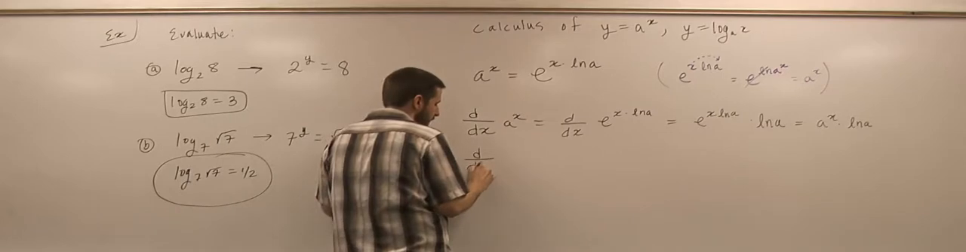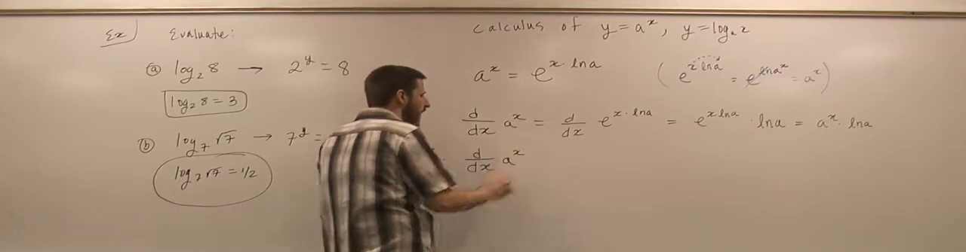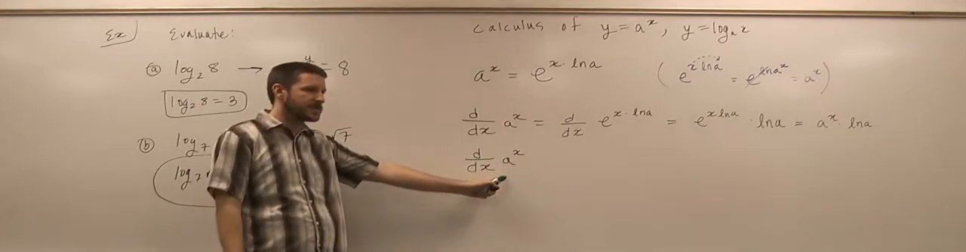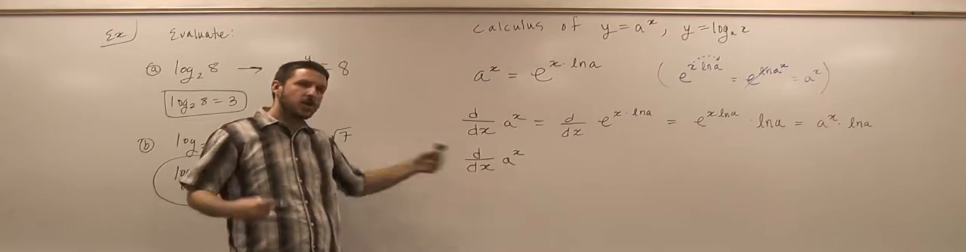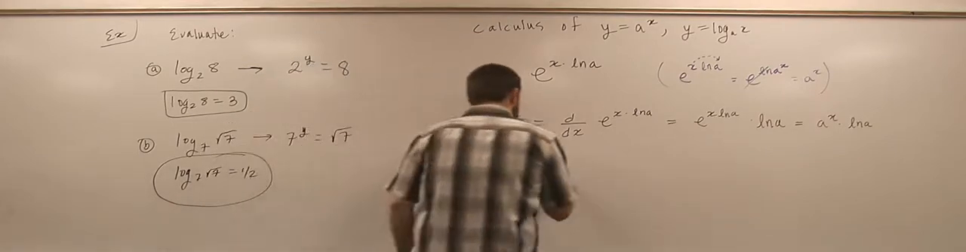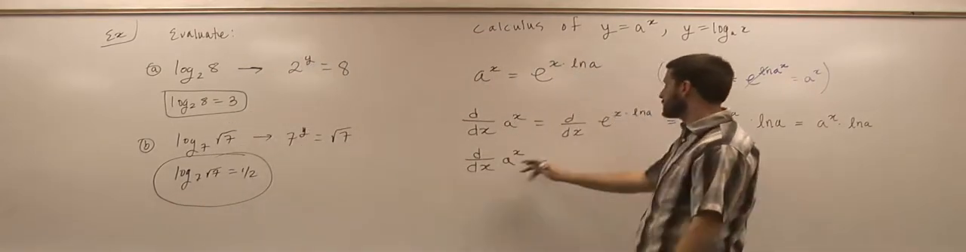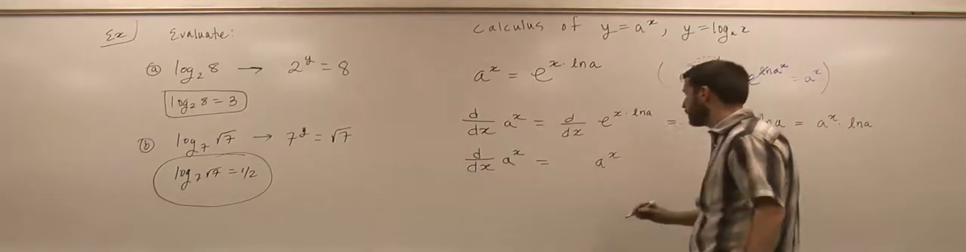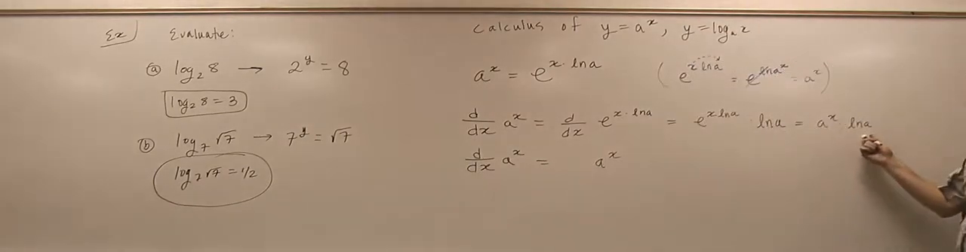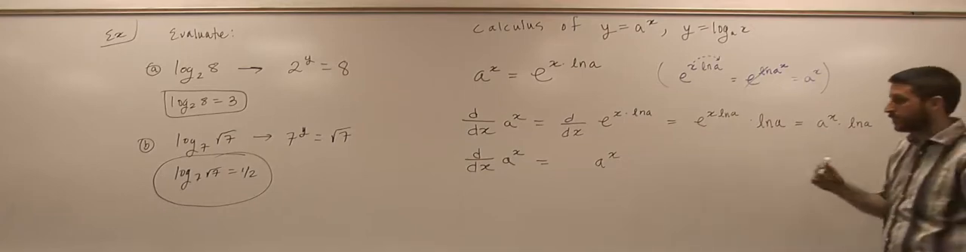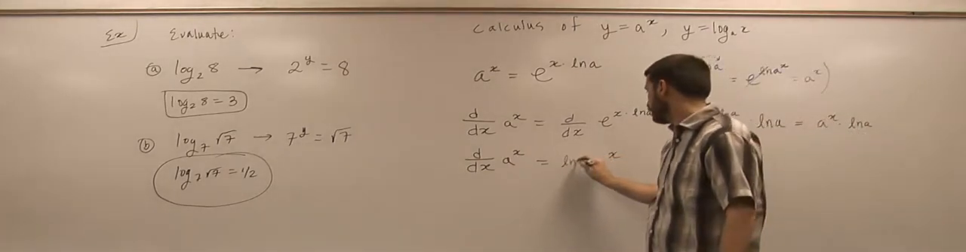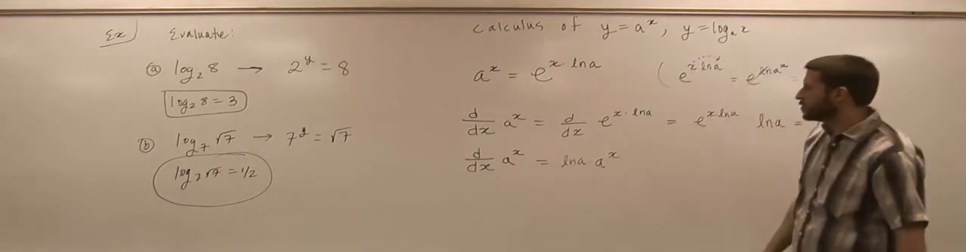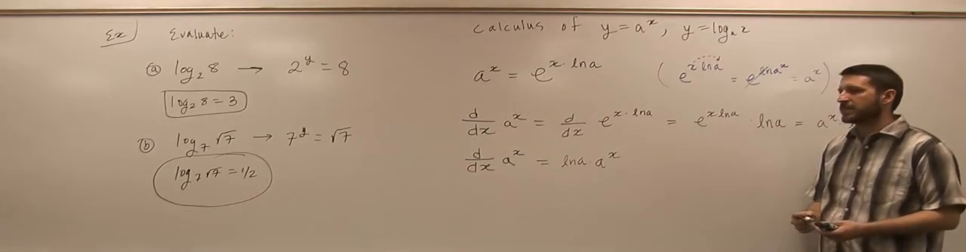So your formula says this. If you want to take the derivative of some number to the x where it's not e as the base, it's almost like the derivative of e to the x. It's almost the same thing, except you get this constant of ln a popping out. So the derivative of a to the x is ln a times a to the x.